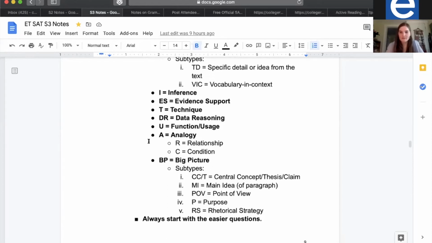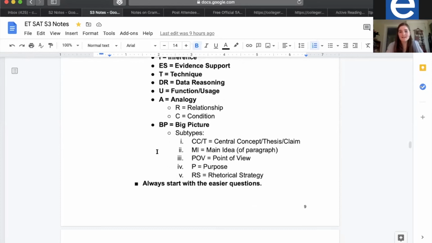Inference, I for inference, okay? So that's asking you to infer information from the text, okay? ES, evidence support. So that's dealing with things like textual support from the text, like line numbers, different things like that, or asking you to justify support, which we're going to get into in a sec. T for technique, so author's technique. DR for data reasoning. U for function or usage. A for analogy, R for relationship, or C for condition.